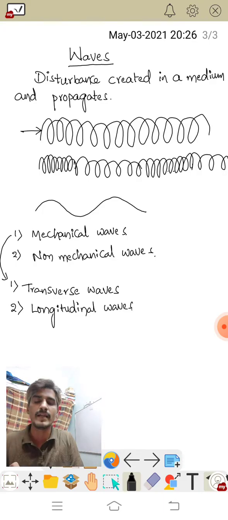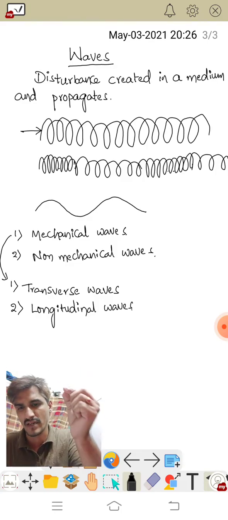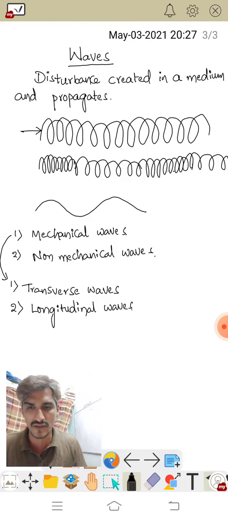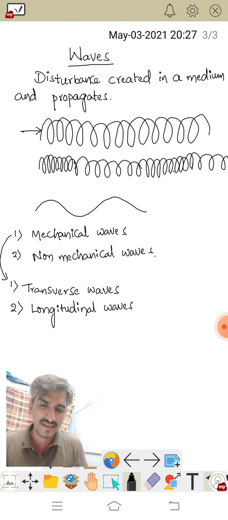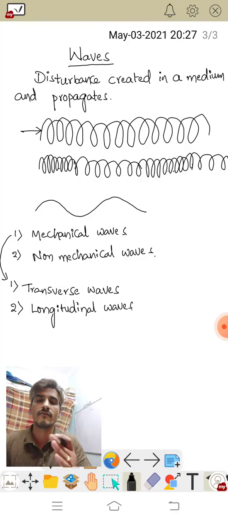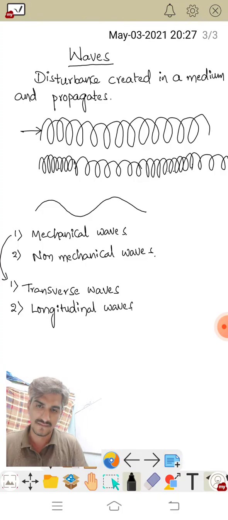So whatever the medium may be, whether it is transverse waves or longitudinal waves, the particles should have elastic property. The medium should have an elastic property and the medium should have inertia. Based on these two properties, the wave will travel.